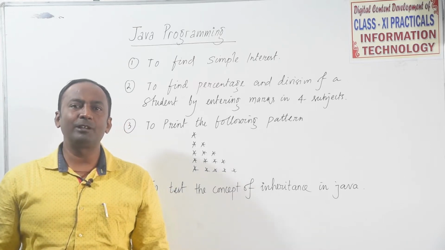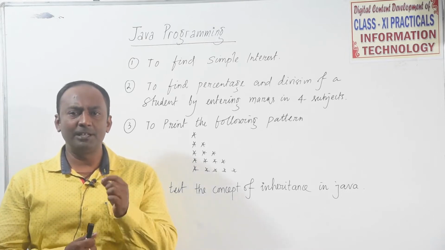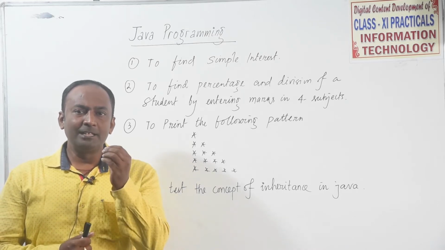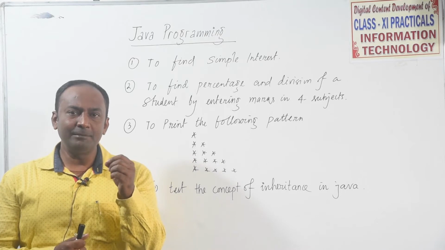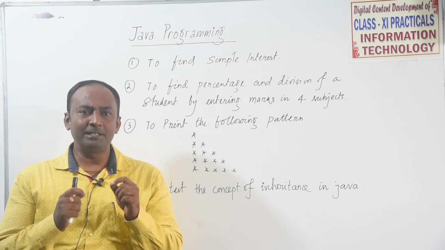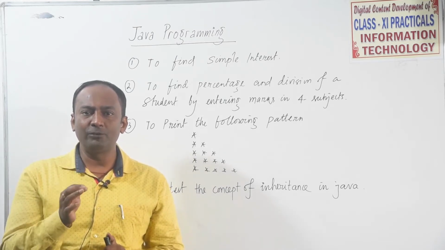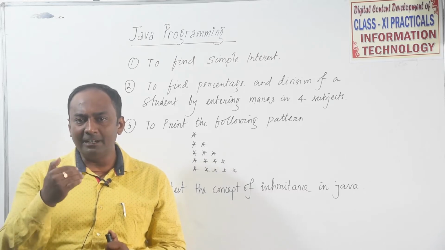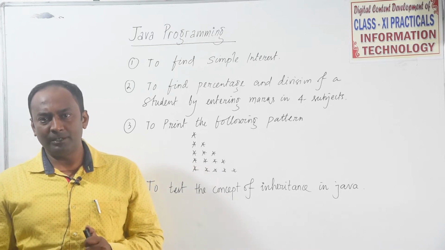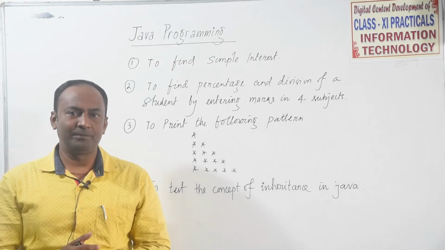It is also a dynamic programming language and is very secure because in other programming languages like C and C++, the source code written by the user is directly converted to object code by the compiler. But in Java, the source code is converted into an intermediate bytecode by the Java compiler, and then that bytecode is converted into the object code by the JVM, that is Java Virtual Machine.